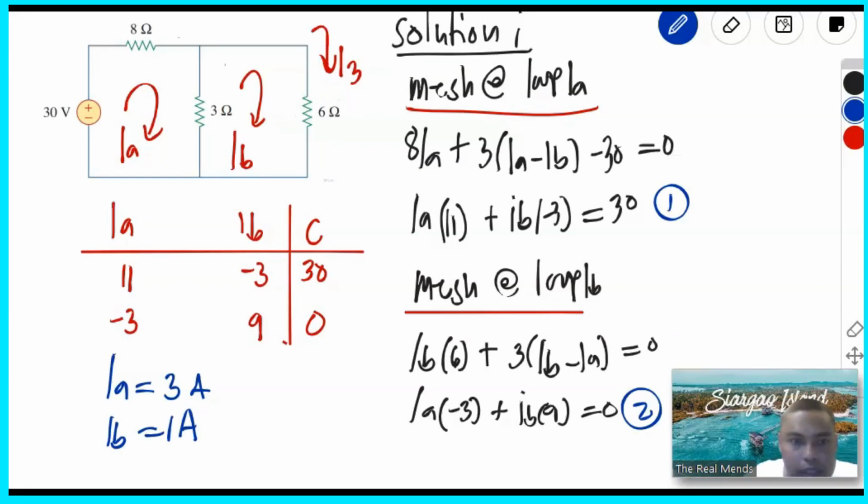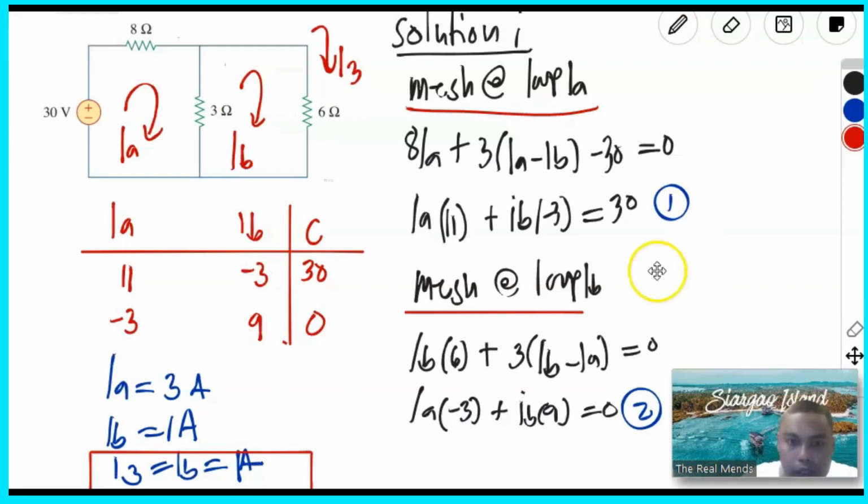Okay, so from analysis, this current IB flowing through this loop is the same as the current flowing to the 6 ohms resistor, that is the value of I3. So therefore, we can conclude that the value for I3 is just the same as IB, and that is 1 ampere. Okay, so that's how you're going to solve it using mesh analysis.